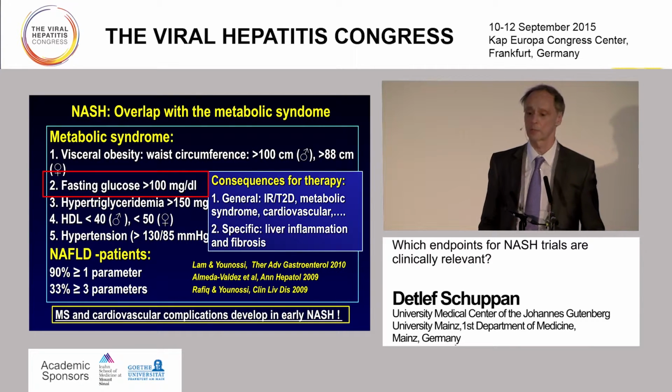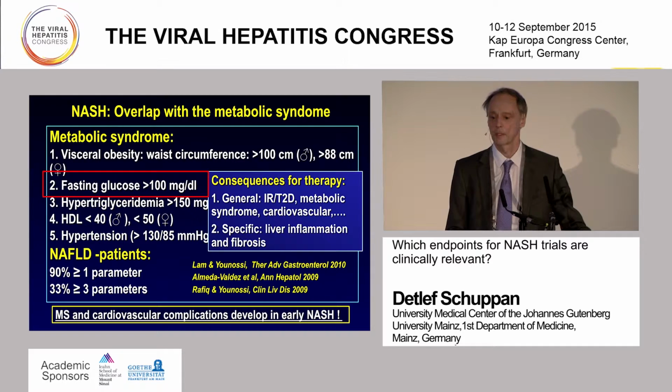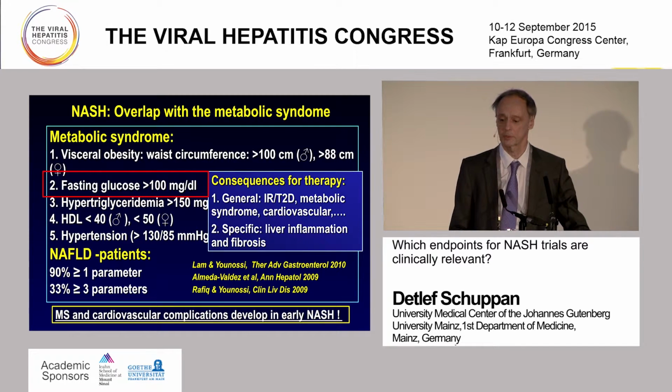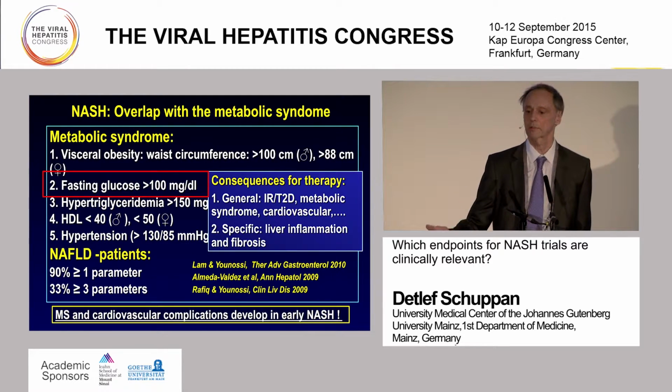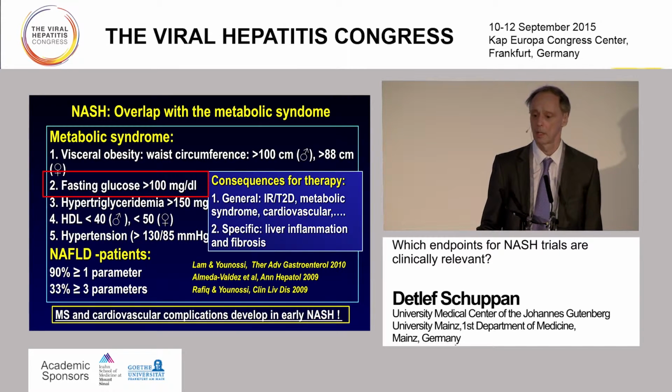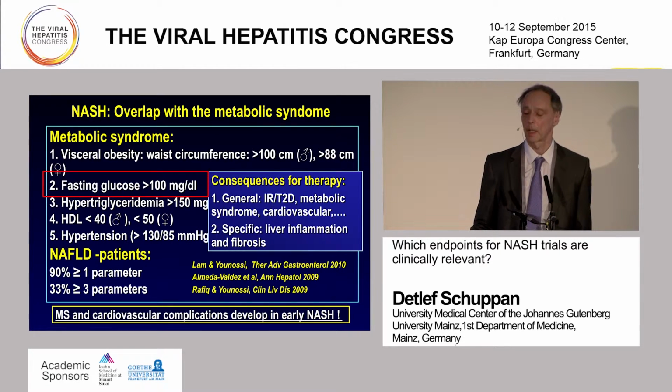So the other major endpoint we have to have a look at is the metabolic syndrome, which has been alluded to before. And the metabolic syndrome, with all its cardiovascular mortality and morbidity, is defined as visceral obesity, a fasting glucose which is elevated, or insulin resistance by glucose tolerance test, hypertriglyceridemia, a low HDL, and hypertension, which is really a very rigorous criterion here with 130 to 85.